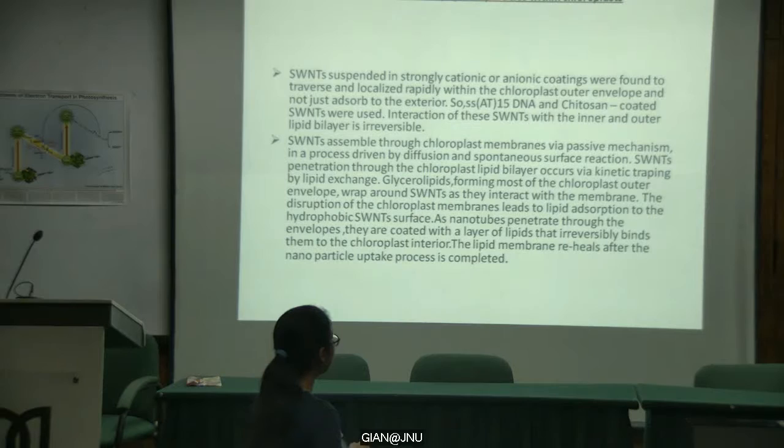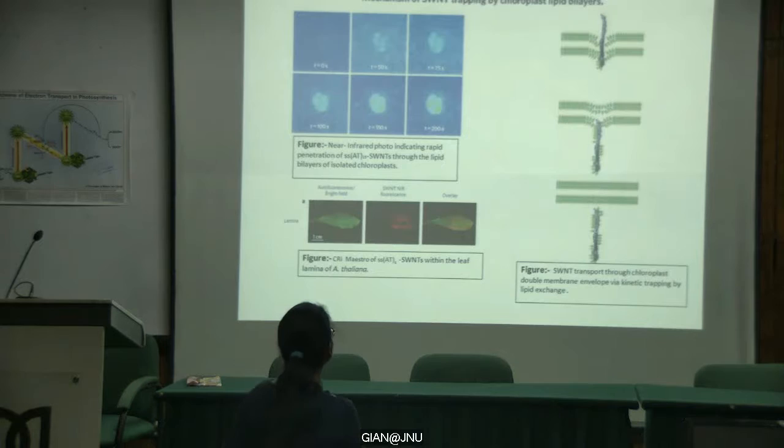Inside a photo indicating the family of nanotubes in chloroplast, in activated chloroplast. And this is the mechanism by which single nanotube is embedded within the membrane of chloroplast. And this is the fluorescence image of single-stranded PP5 coated nanotubes within the leaf.